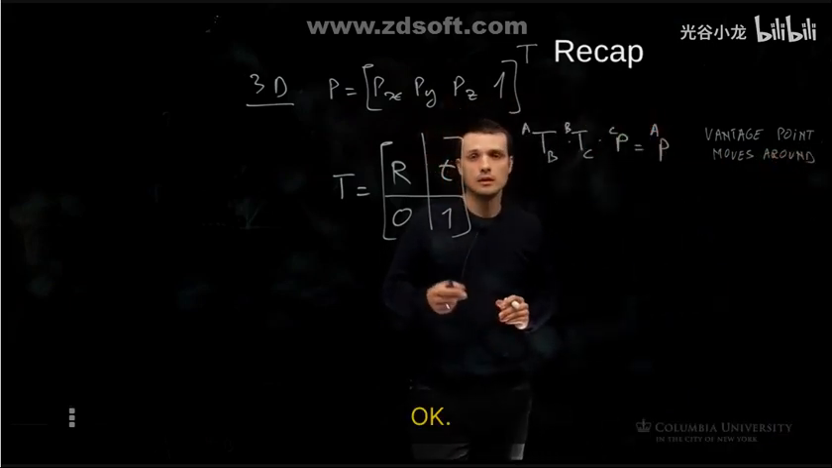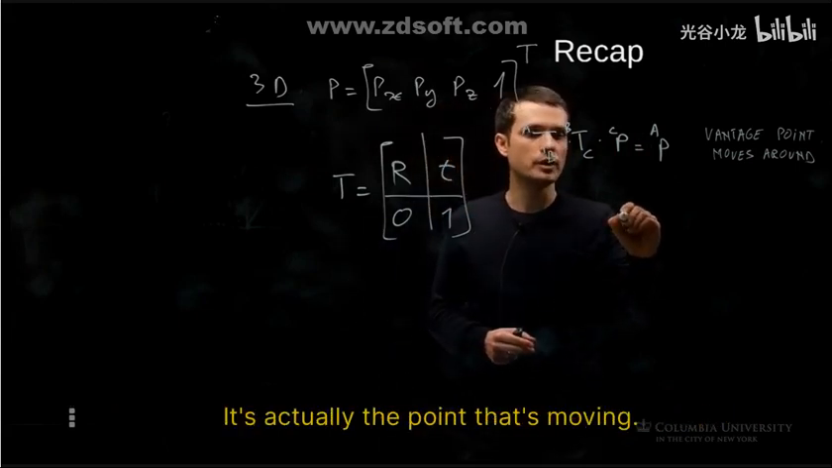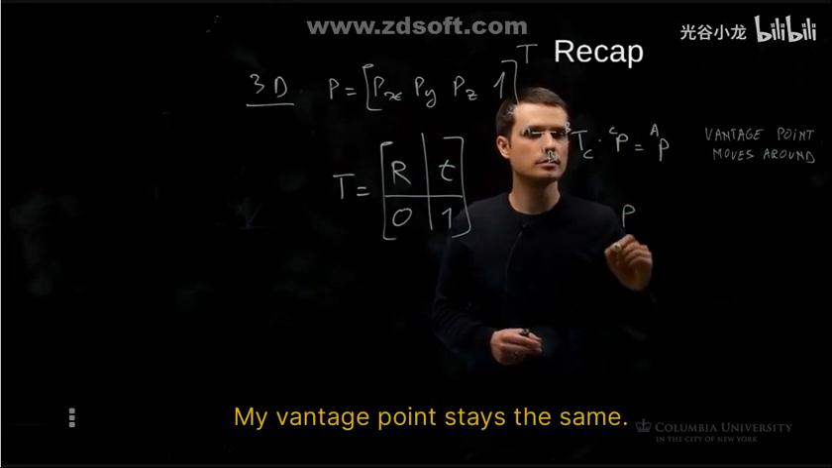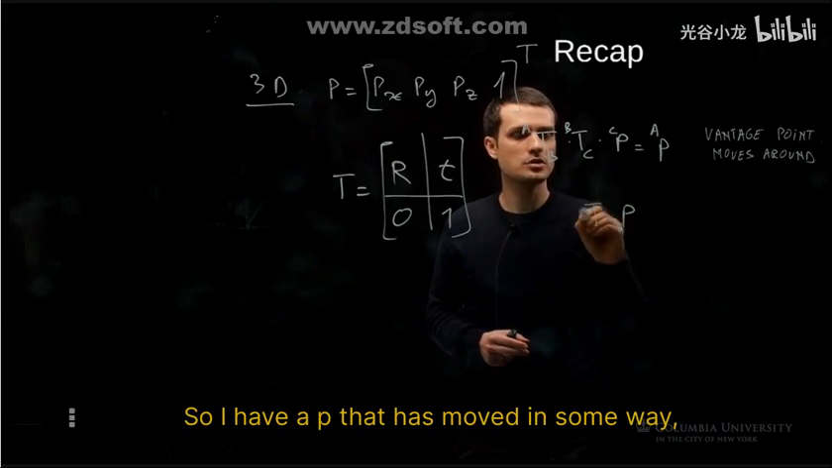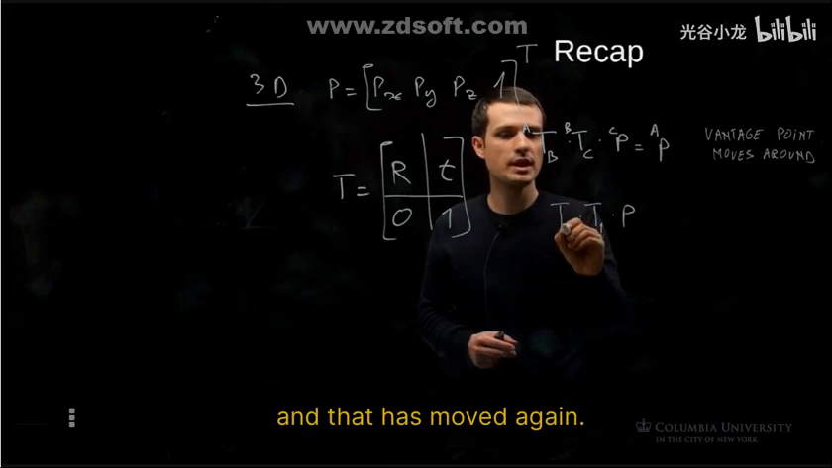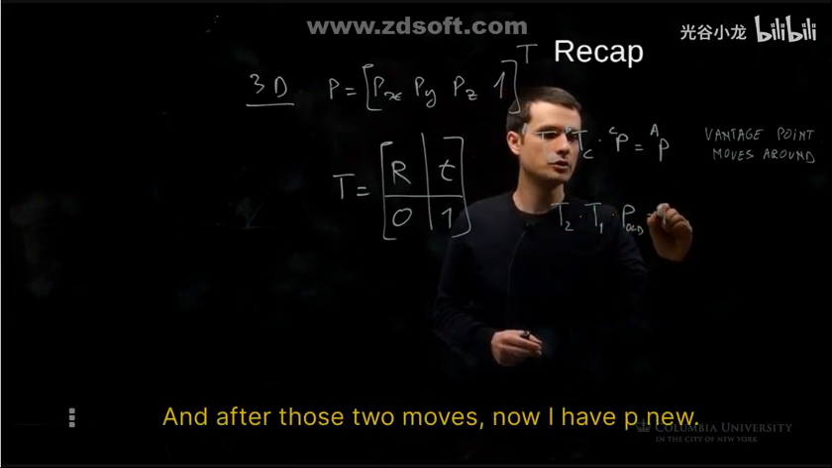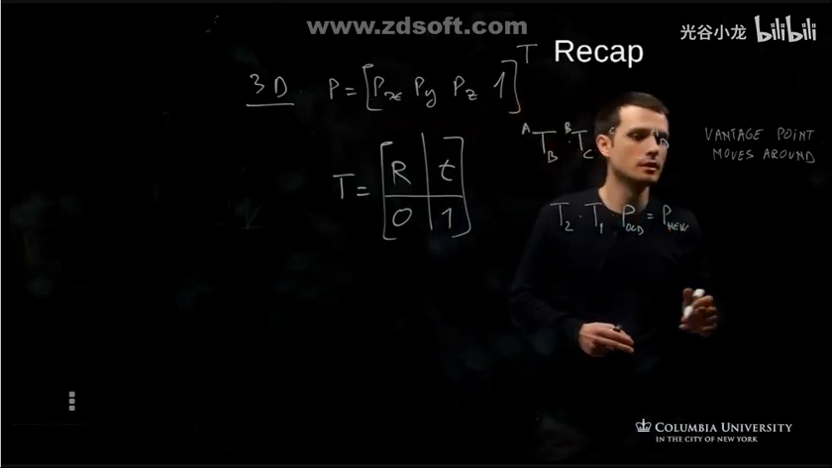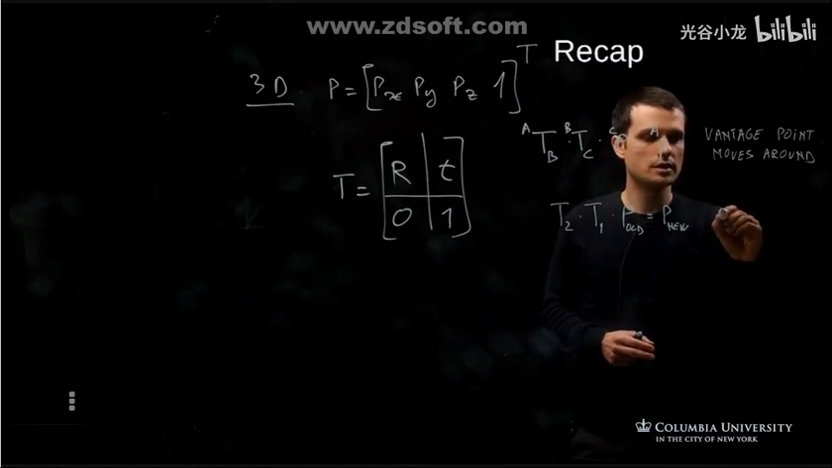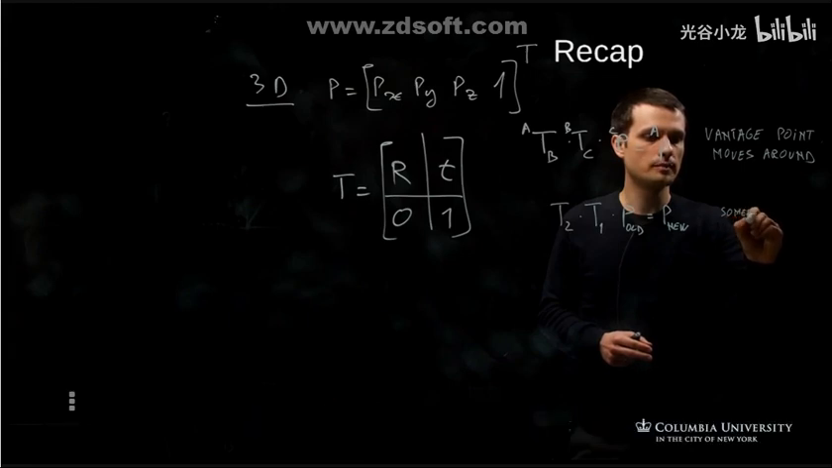Okay. The other way to use transforms is to say, hey, you know what? It's actually the point that's moving. My vantage point stays the same. So I have a P that has moved in some way, and that has moved again. And this was P old. And after those two moves, now I have P new. So something in the world has moved.